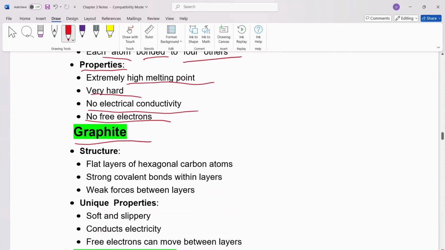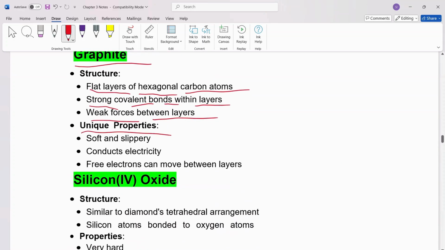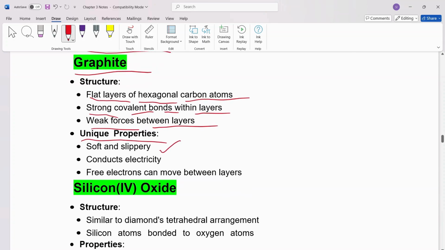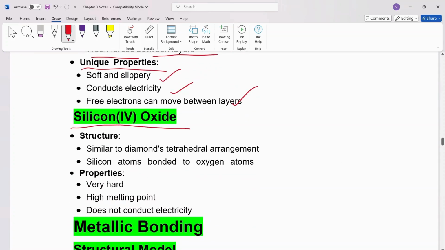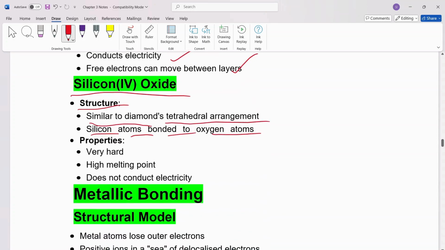Now let's talk about graphite. The structure has flat layers of hexagonal carbon atoms, strong covalent bonds within layers, weak forces between layers. Some unique properties of graphite: it's soft and slippery, conducts electricity, and has free electrons that can move between layers. Now let's talk about silicon dioxide. The structure is similar to diamond's tetrahedral arrangement. Silicon atoms are bonded to oxygen atoms. The properties include very hard, high melting point, and does not conduct electricity.